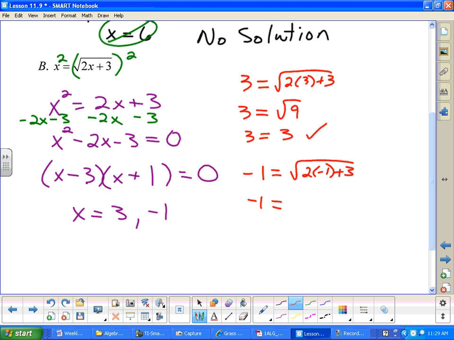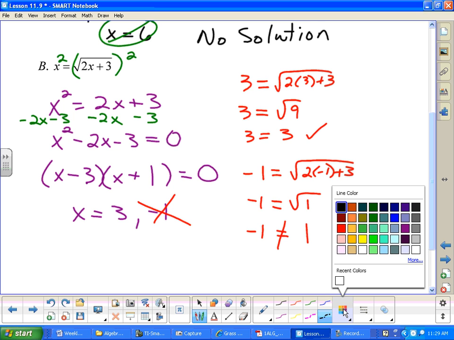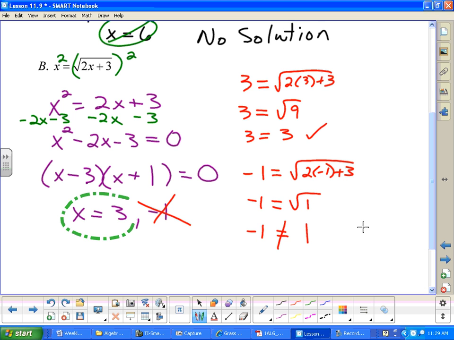So what's the square root of 1? Does that equal negative 1? Oh, no, it doesn't. So negative 1 does not work. So my answer is just x equals 3 because negative 1 is an extraneous solution.